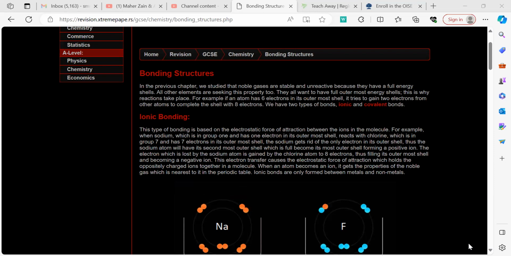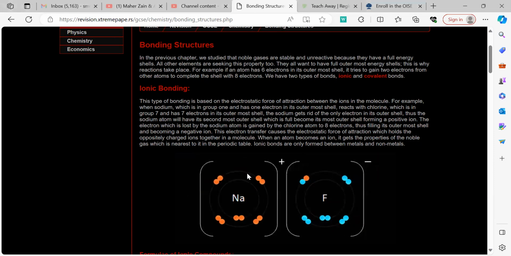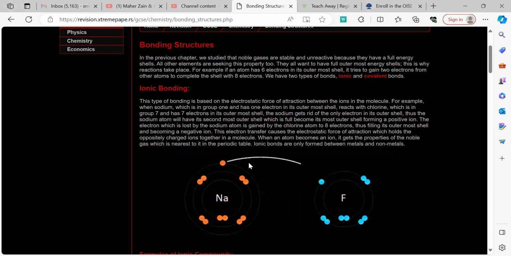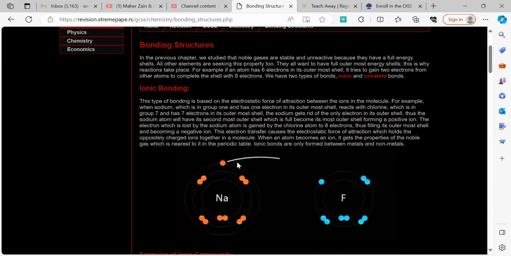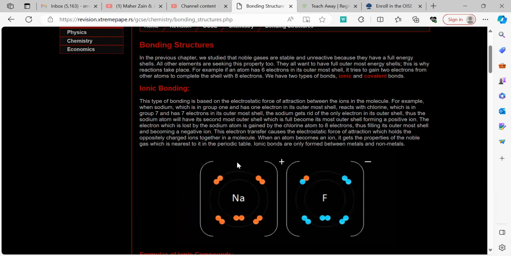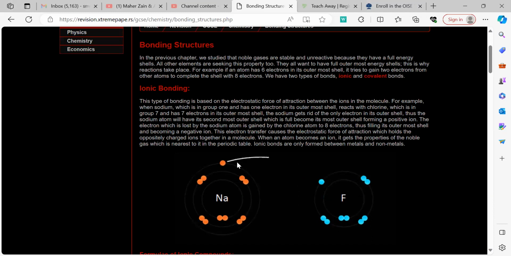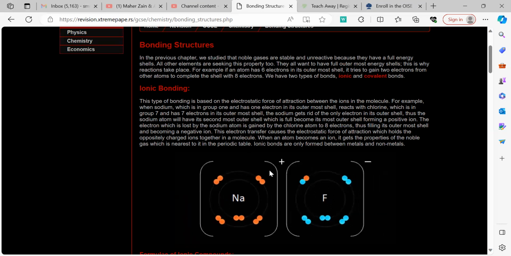So for example, we have the example of sodium in this molecule. Now, as you can see, sodium belongs to group 1 of the periodic table. This means that it has only one outer shell electron. So in order to become stable, which is easier for it: to lose one electron or gain seven electrons? Obviously, it is easier to lose the outer one electron, and then it becomes stable.